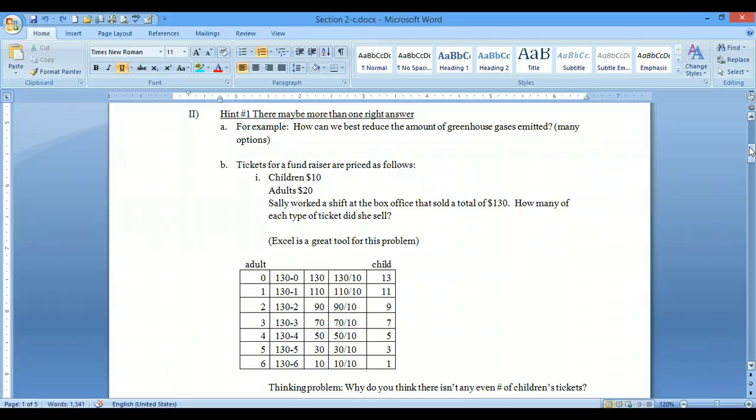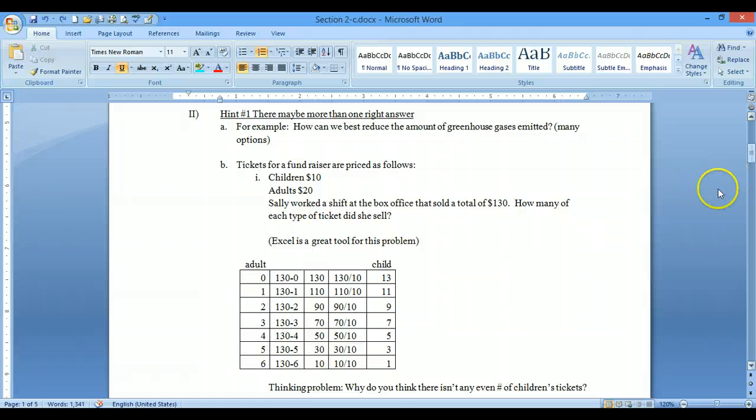The next one is, if I have tickets for a fundraiser that are priced as follows, children are $10 and adults are $20, and we have the question that Sally has worked a shift at the box office that sold a total of $130, but she didn't keep track of how much of each ticket she sold. There's lots of different options to figure out how many adult versus children tickets.